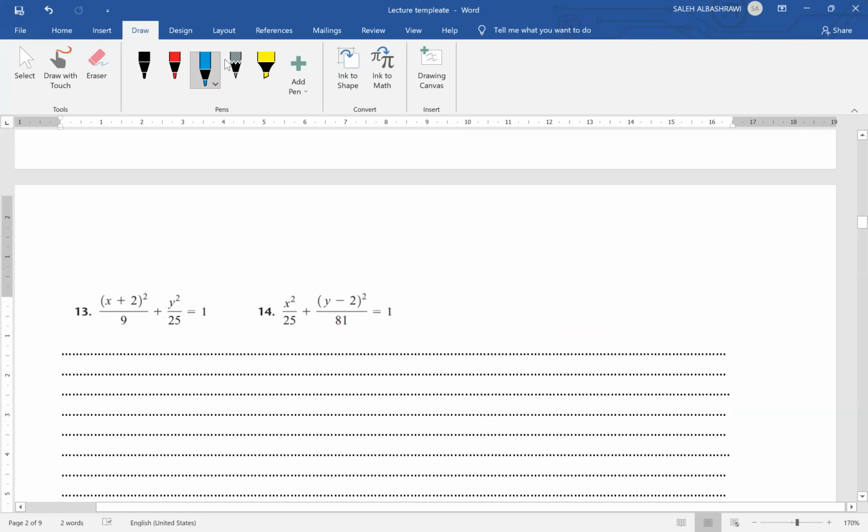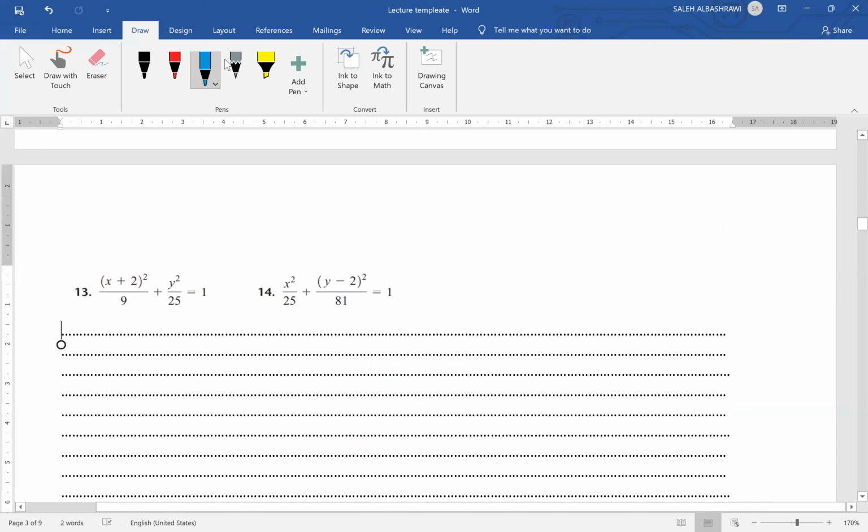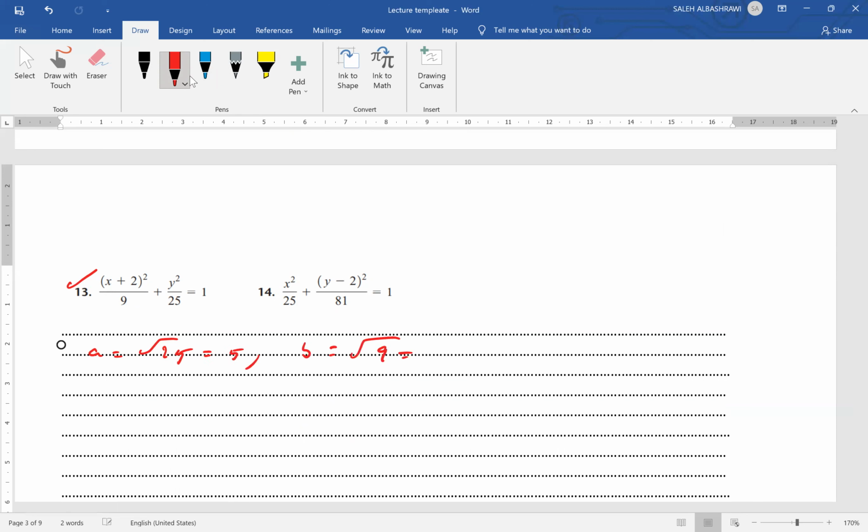Take one more example. Number 13. I have (x plus 2) to power 2 divided by 9 and y squared divided by 25 is equal to 1. Again, the question. A is equal to square root of 25, which is equal to 5. B equals square root of 9, which is equal to 3. And C will be square root of 25 minus 9. That will be square root of 16, which is equal to 4. So I have A, B, and C. And since the larger denominator is under the Y, then this is vertical major axis.